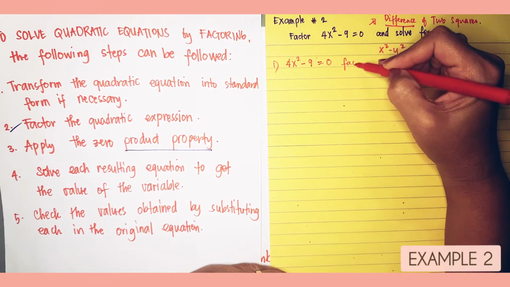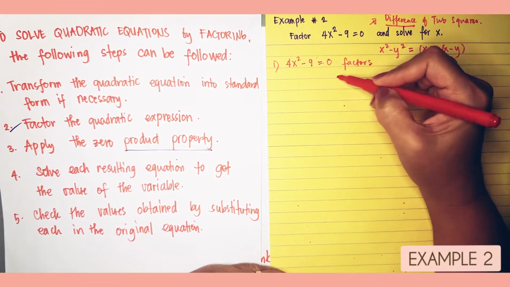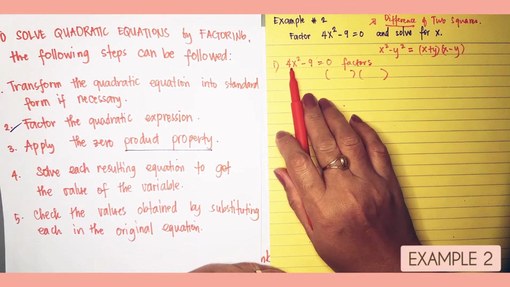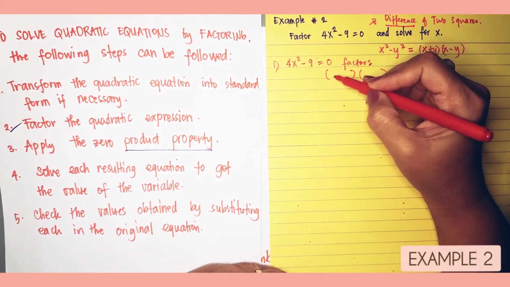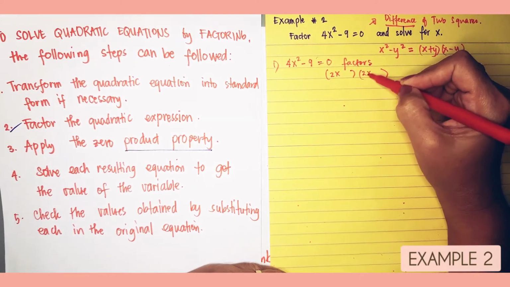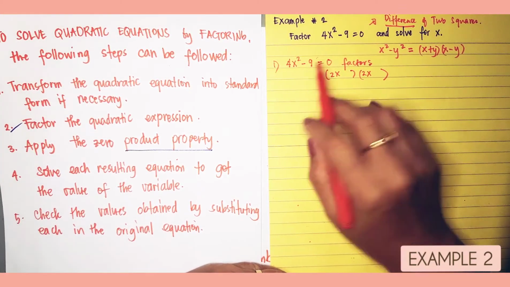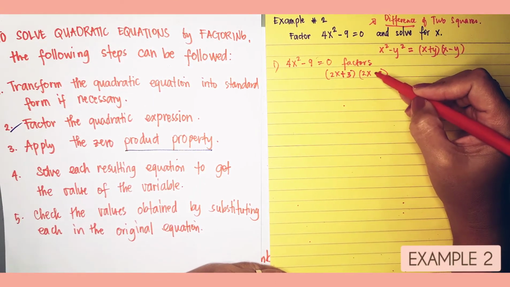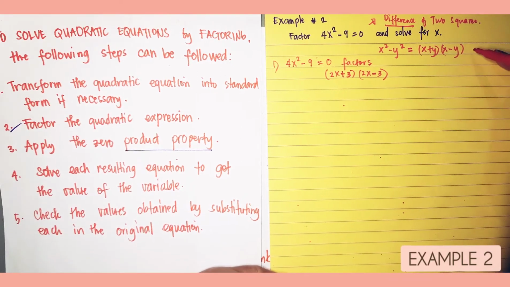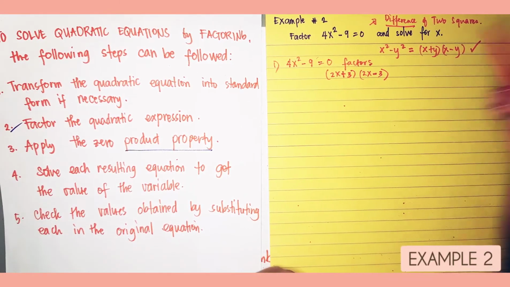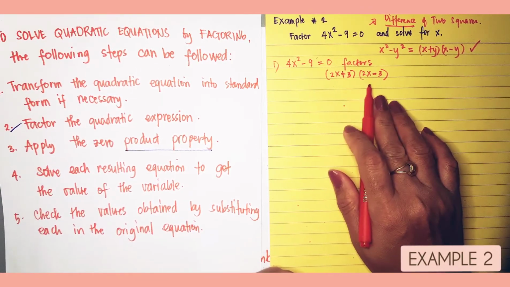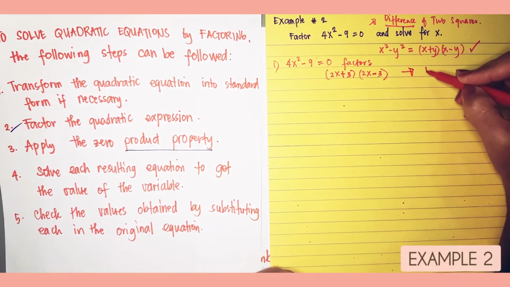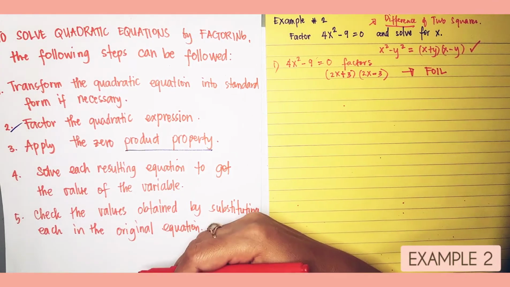The factors of this would be the quantities of the square root of 4x squared, which is equal to 2x, and the square root of 9, which is 3. So you have plus and minus. So we just simply follow this pattern. Now, how would you know if these factors are correct? You can simply follow or solve them using the FOIL method.